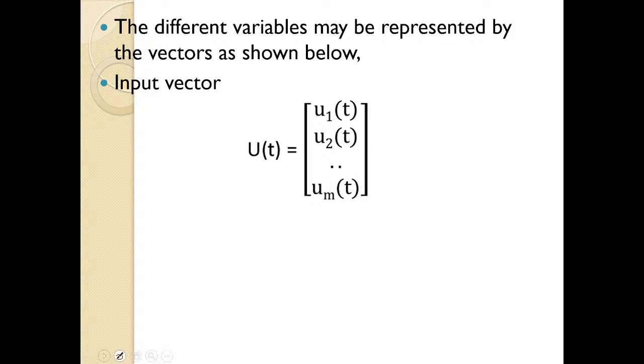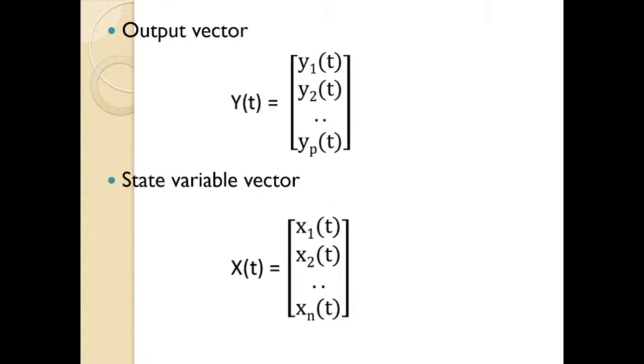I hope you have written. So the output y of t, in vector form, is y1 of t, y2 of t up to yp of t. Similarly, the state variable vector x of t is x1 of t, x2 of t up to xn of t. So we have written all these vectors in matrix form. Just write it down.